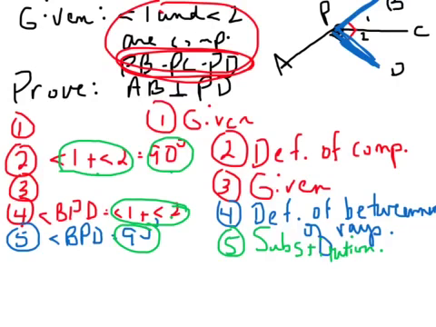Some books might write there the transitive property. Your book uses substitution, so again, we'll just try to stick with what the book has, but I'll just mention other things you could have written there.